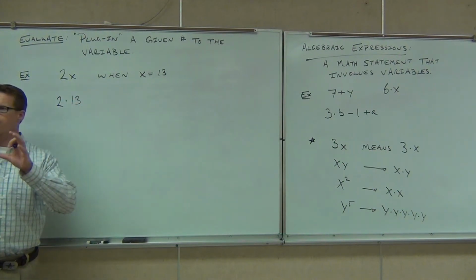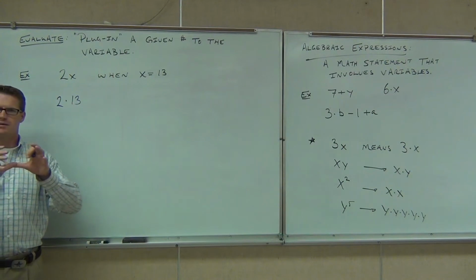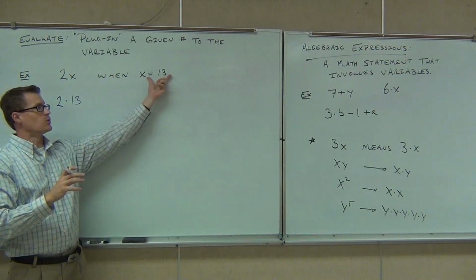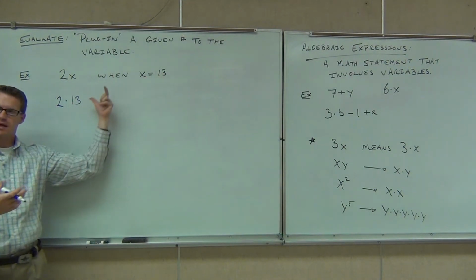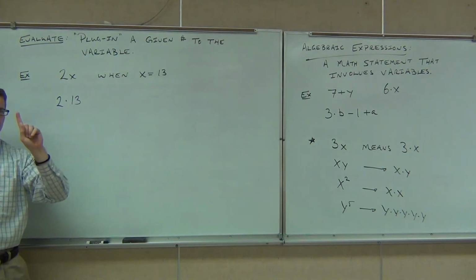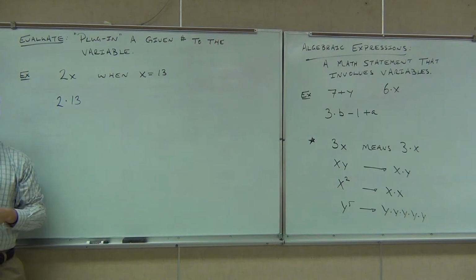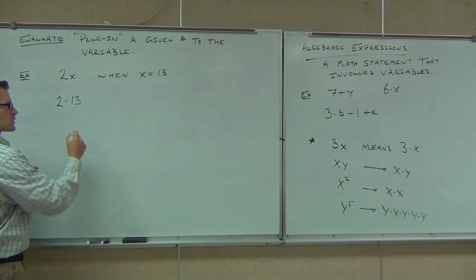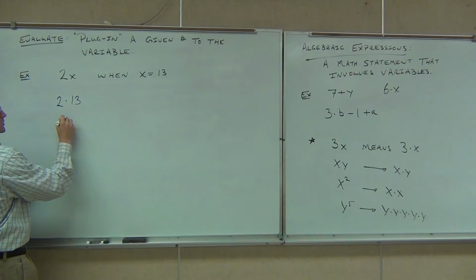So wherever our variable is, we're taking the quantity of that variable, how much it's worth, and plugging it into that expression, and then we're going to evaluate this, which means work it all the way down until you get one number. So 2 times 13, how much is that? 26. And that's our numerical answer.